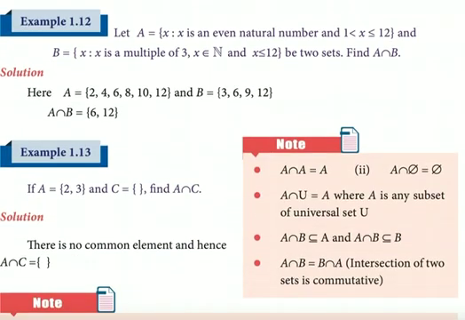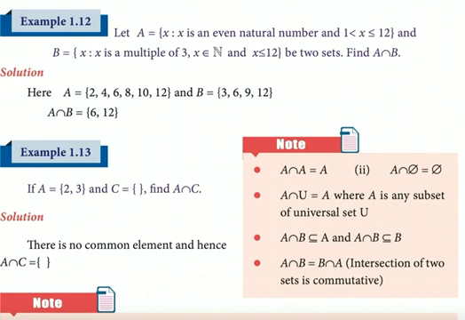If A is {x : x is an even natural number and 1 < x ≤ 12} and B is {x : x is a multiple of 3, x belongs to N, and x ≤ 10}, find A intersection B.